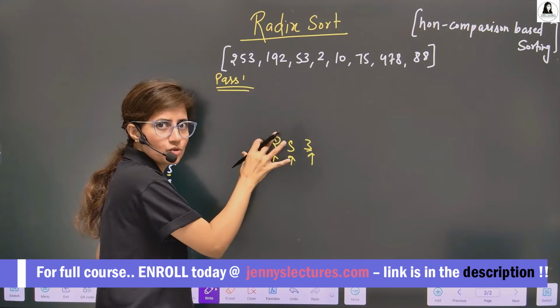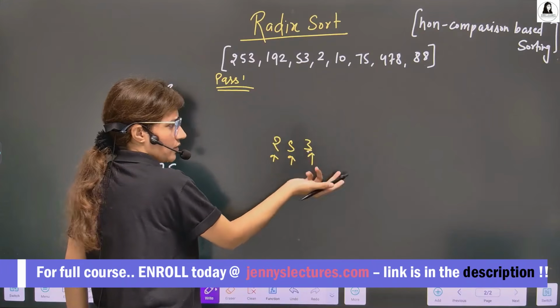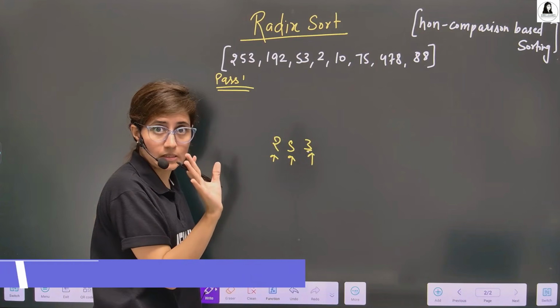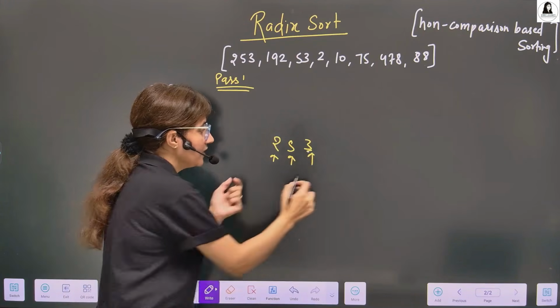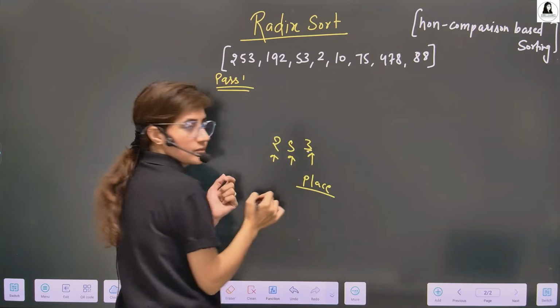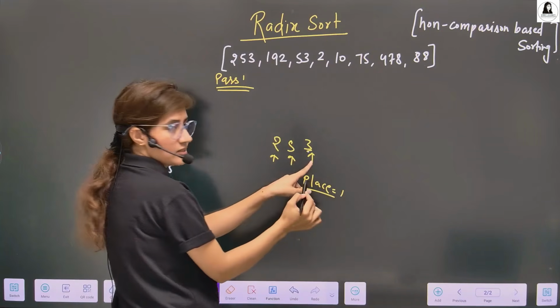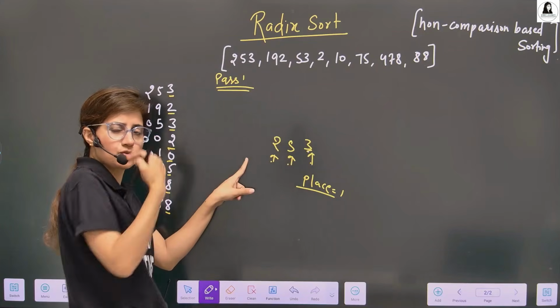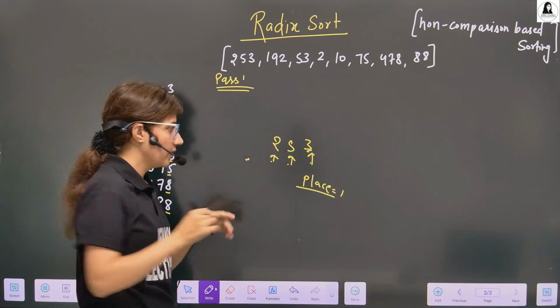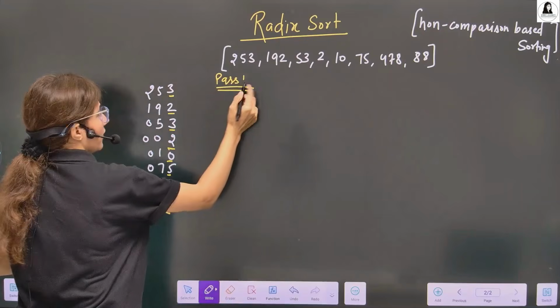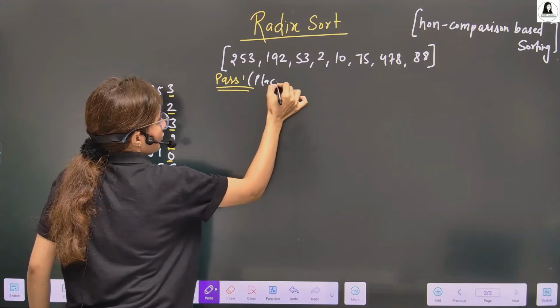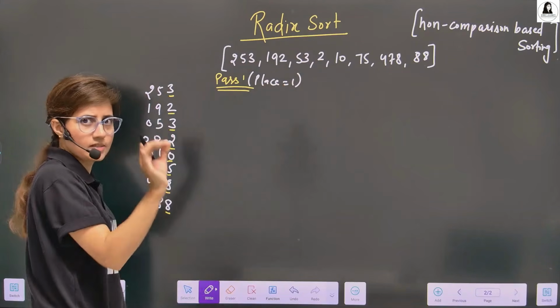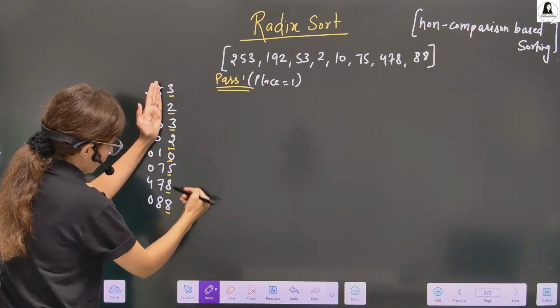Face value is the actual value. Face value of 3 is 3, face value of 5 is 5, face value of 2 is 2. So we process based on place value. First the digit at the ones place, then the tens place, then the hundreds place, then the thousands place. Like this we keep moving. In pass 1, the place is 1. Based on the ones digit, we sort.